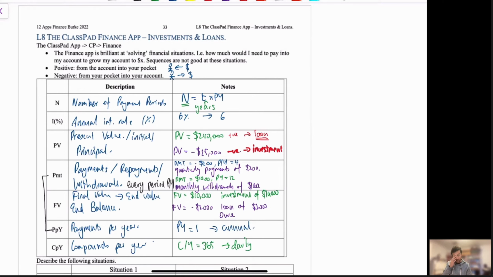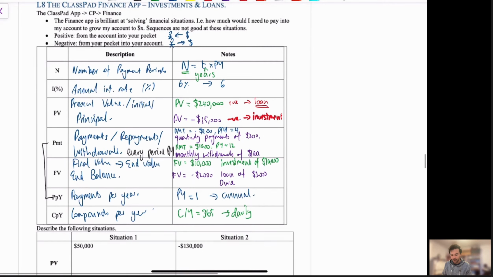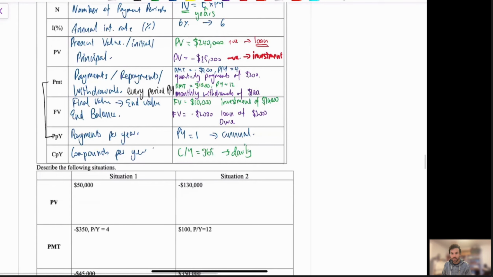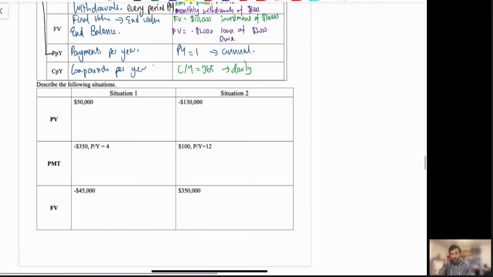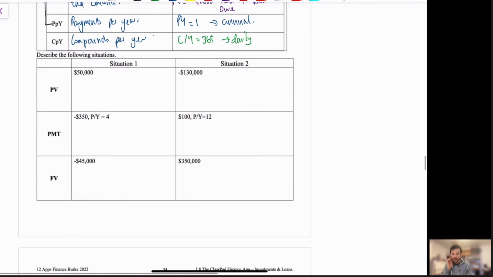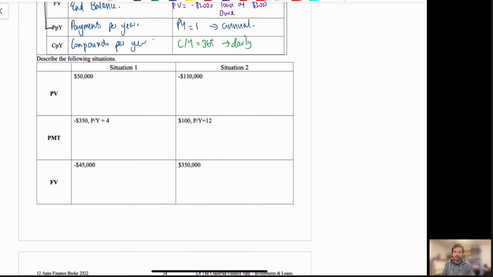Just like that. Okay. So what we have here is we've got our starting off into using our Classpad. We've got our definitions, and we're going to look at some situations, and then we're going to move on to doing some of these questions. So here's our situations. Describe the following. Now what you can do is pause the video, have a crack at them, and then we'll come back to it, or you can just let the video play.